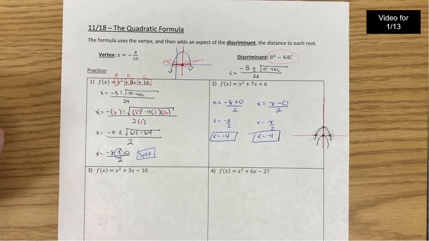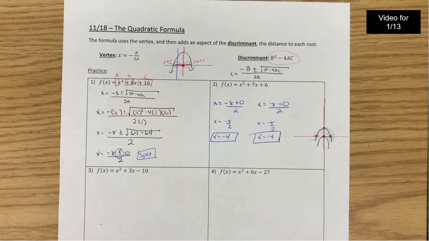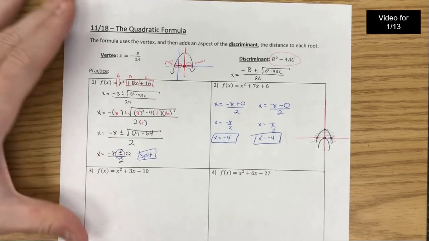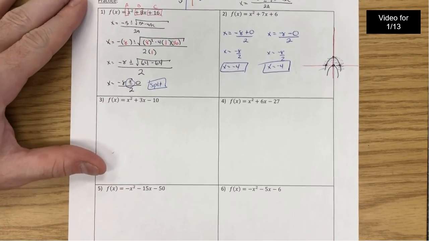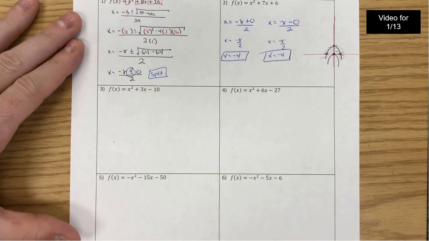And now again, you can't actually prove this by hand factoring. We're not going to worry too much about it. The idea is that, boom, we take the vertex and we add and subtract that distance, and we'll get the two roots.